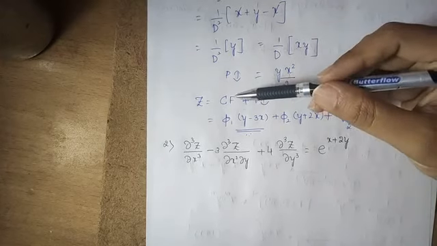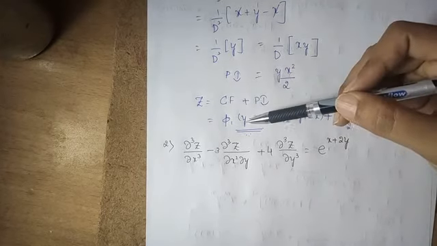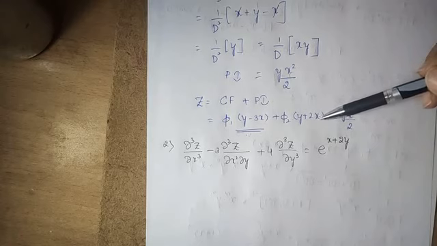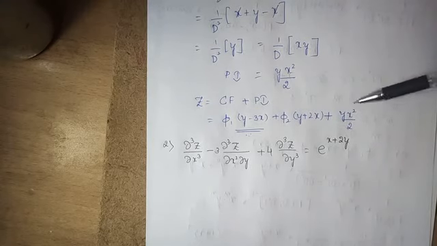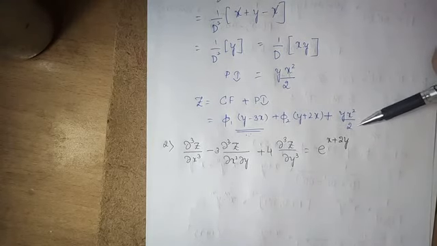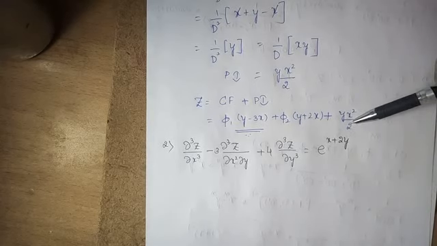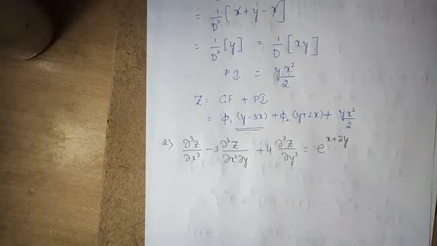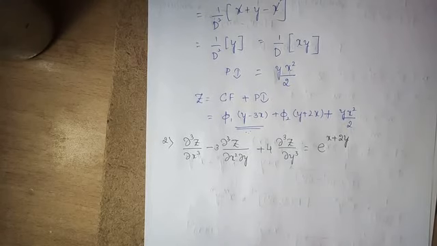The complementary function which I have got is phi 1 of y minus 3x plus phi 2 of y plus 2x, and the particular integral is y x square by 2. This is the solution of the given PDE. So let's solve the next problem.